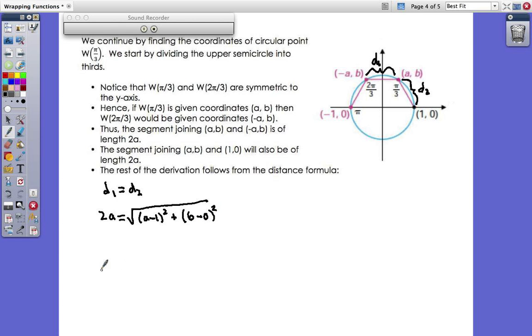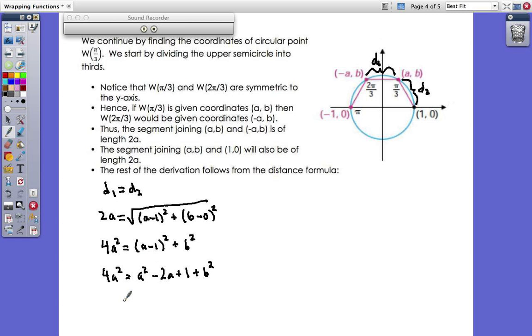All right, and then what I'm going to do first is get rid of that nasty square root. Square the left side and you get 4a squared. Square the right side and you'll get rid of the square root. You'll get a minus 1 squared, and I'm going to just write that as b squared there instead of b minus 0 squared. In the next step, I'll expand a minus 1 squared. 4a squared equals a squared minus 2a plus 1 plus b squared.